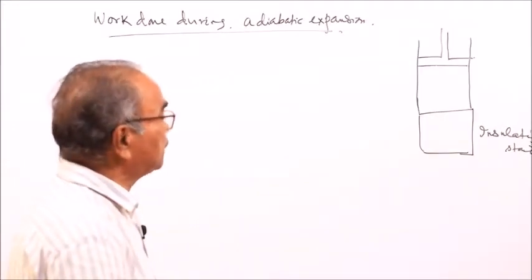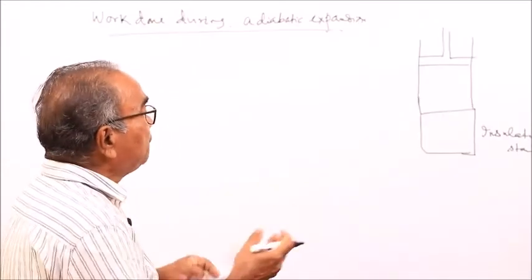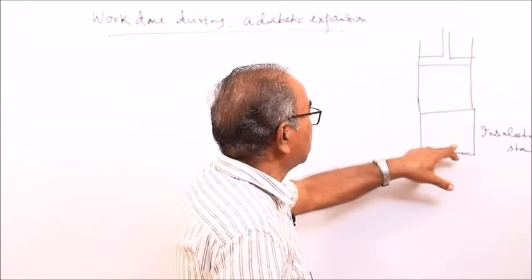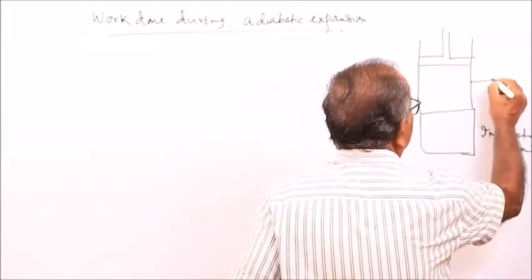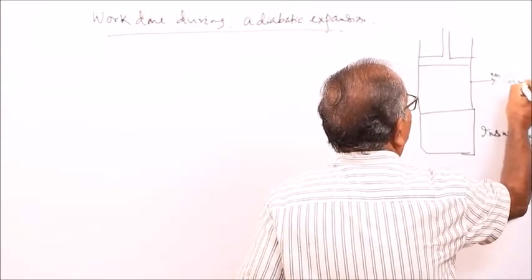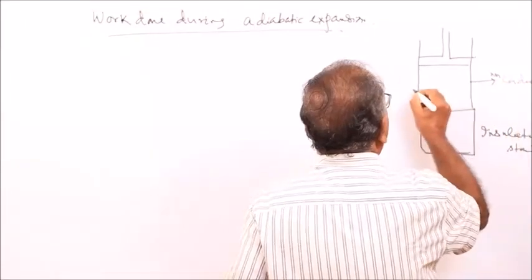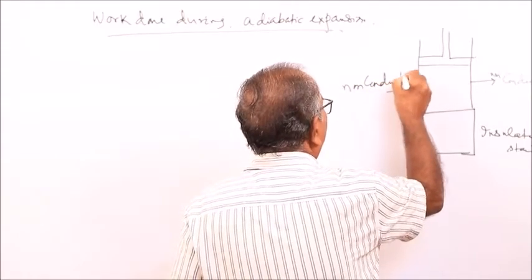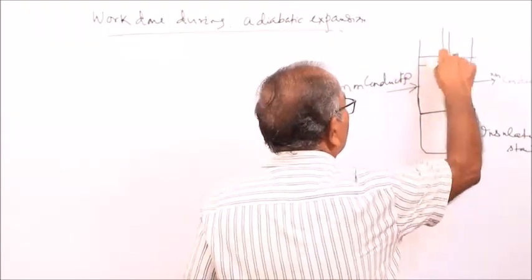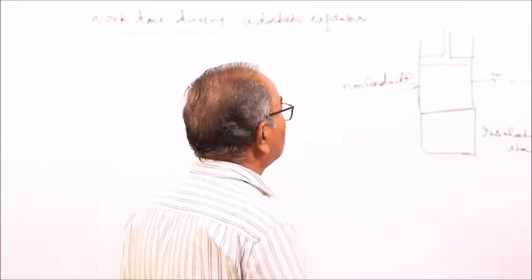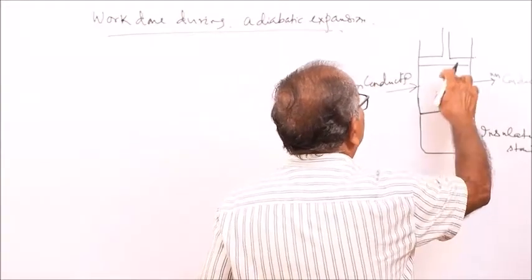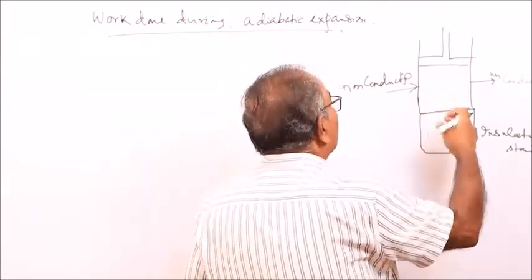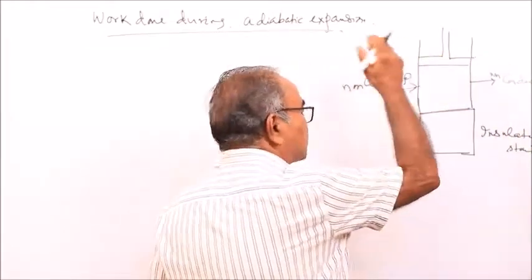Bringing the cylinder with the movable piston from the source, we keep it over the insulating stand. So these walls are non-conducting walls. This is also non-conducting. The bottom of the cylinder was conducting, but since it is placed over the insulating stand, the heat inside the gas doesn't go outside, and it doesn't receive heat from the outside.